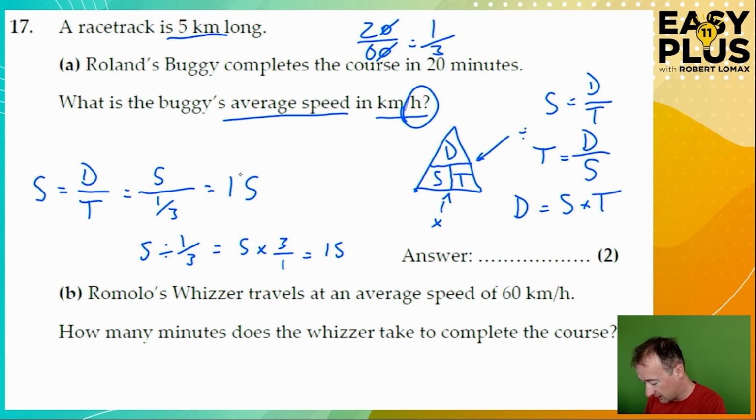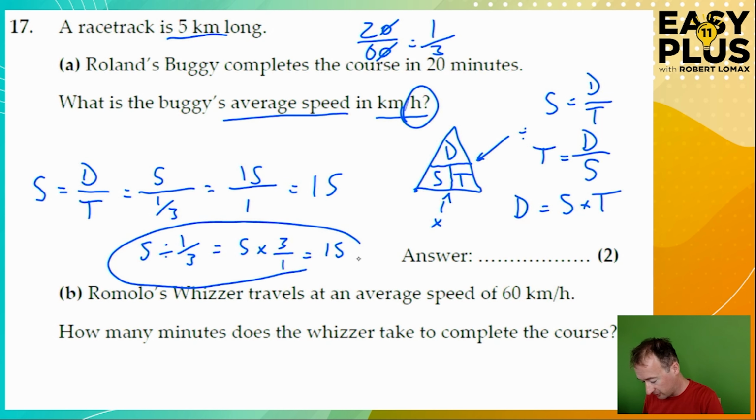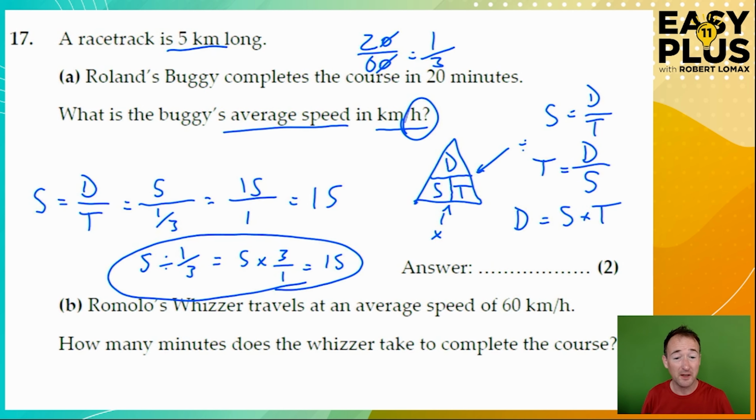You can also do this a little bit more quickly. 5 divided by a third, well, a whole number is always something divided by 1. So to turn this into something divided by 1, we need to times a third by 3. If we times 5 by 3, we get 15. So you can also do it that way a little bit more quickly without worrying about the fractions division down here. Anyway, the speed of the buggy is clearly 15 kilometers per hour.